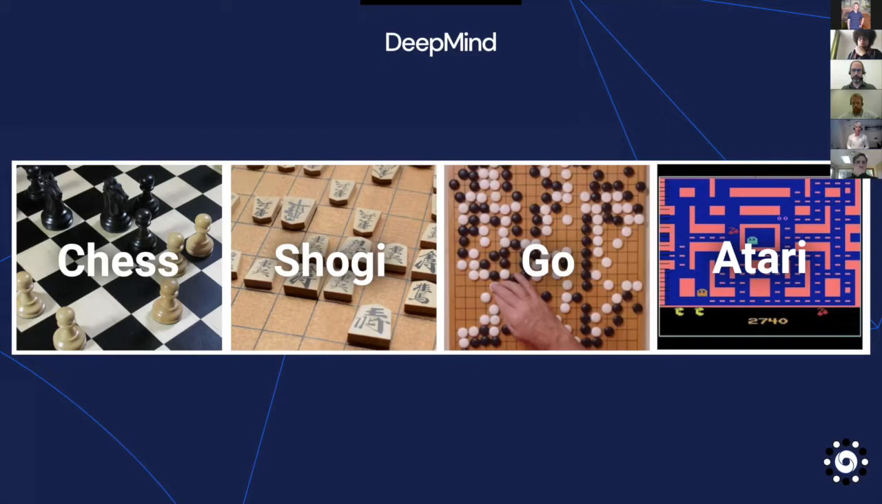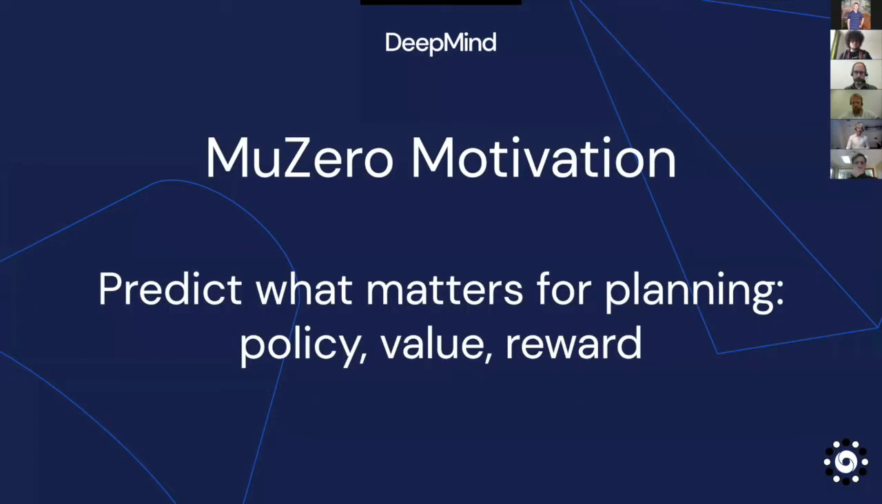And so the domain we chose as a testbed was Atari, because this is of course a very classical and popular testbed for reinforcement learning with a great many strong baselines. And the motivation for us was really that we wanted to predict exactly the quantities that we needed to plan: the policy, value, and reward estimates, because these are what the tree search relies on for planning. So let me get into the main details of the algorithm now.